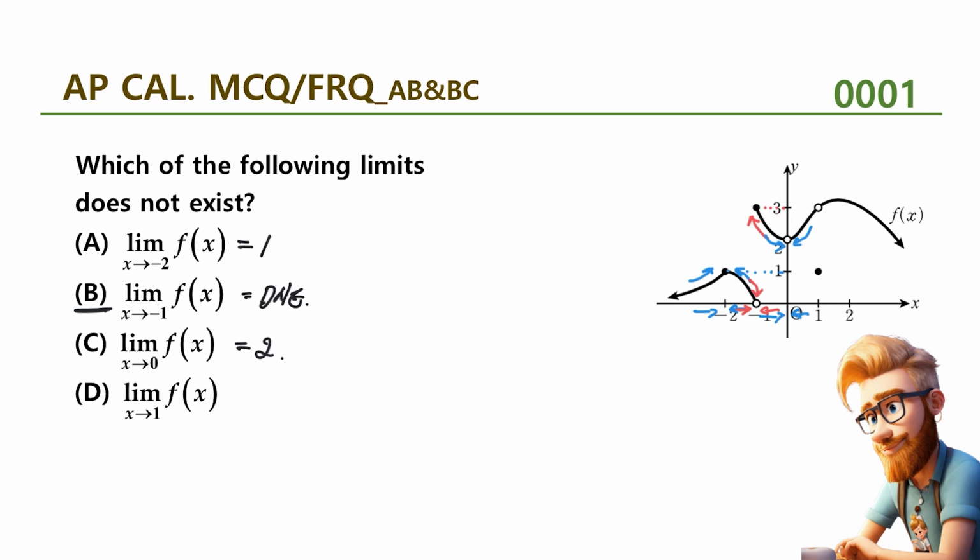The answer choice D. As x approaches 1, we always have to look at left hand limit and right hand limit. So left hand limit, as x approaches 1 from left hand side, it approaches 3, right? Right hand side, it also approaches 3, right? So the limit value is 3.